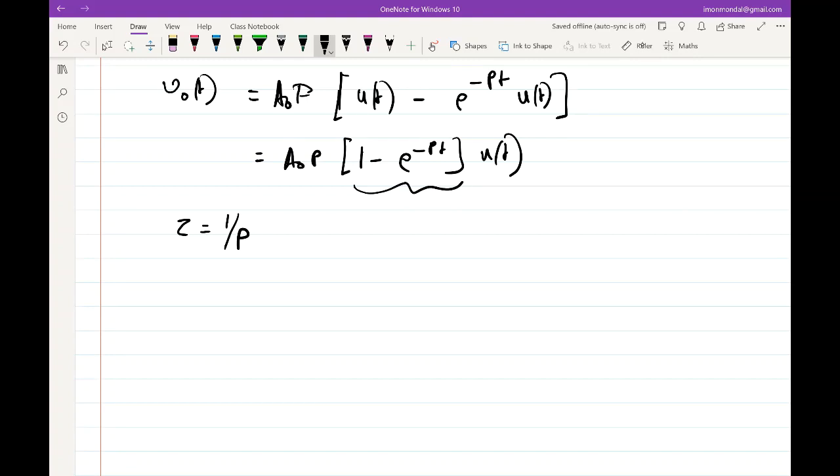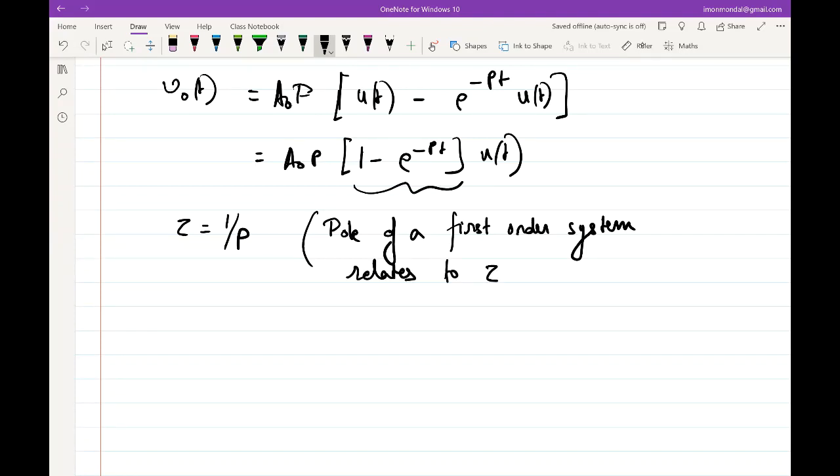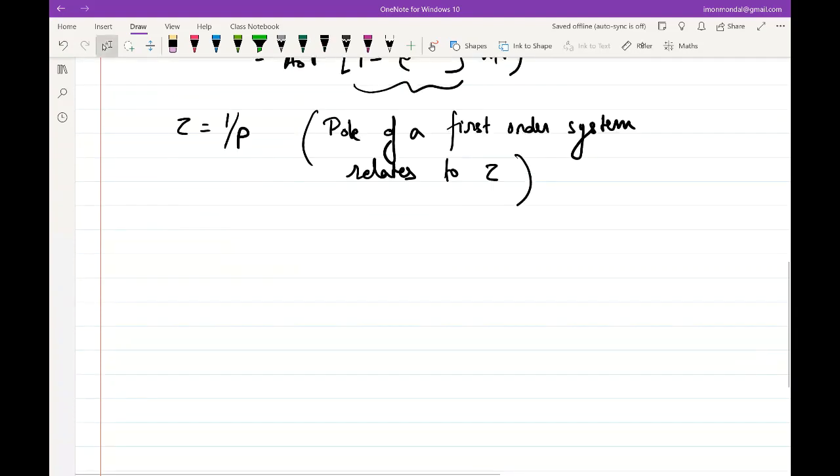So there is a direct relationship between the pole of a first order system and its corresponding time constant in the time domain. So essentially, this means that the pole relates to tau. Since we took a generic first order system, that is generally true, but only true for a first order system. So again, why is this important?